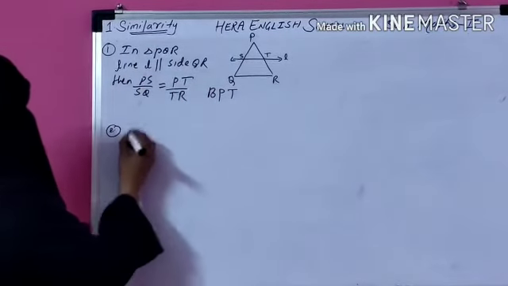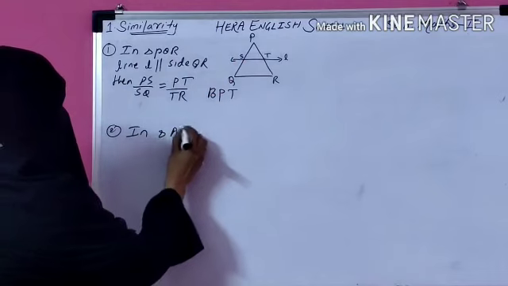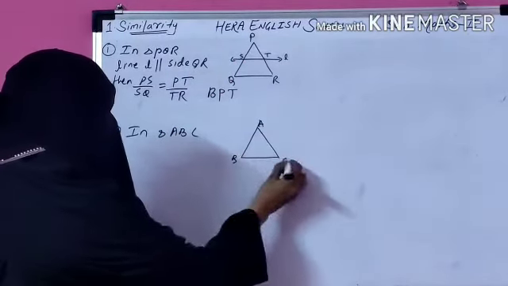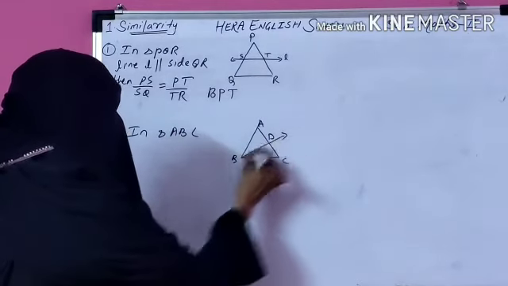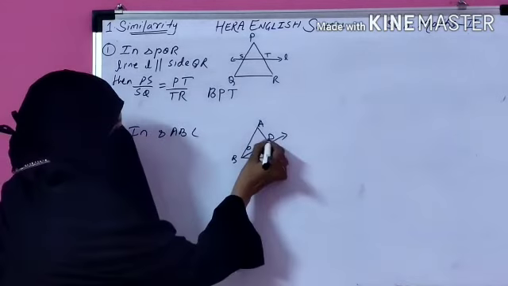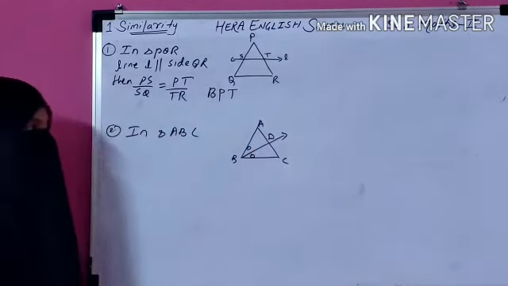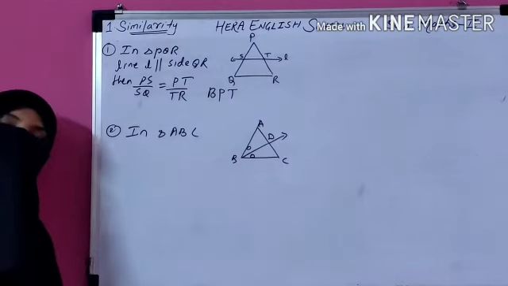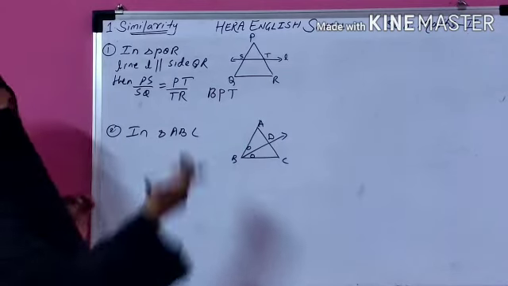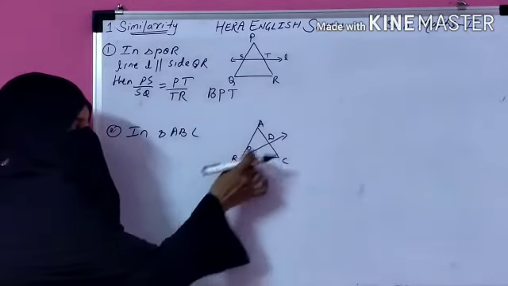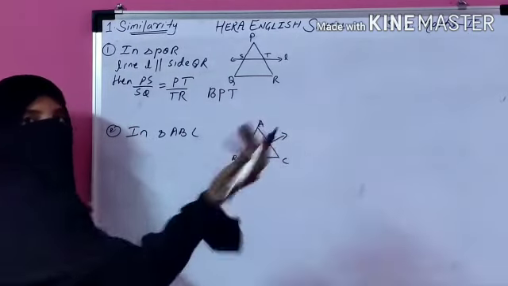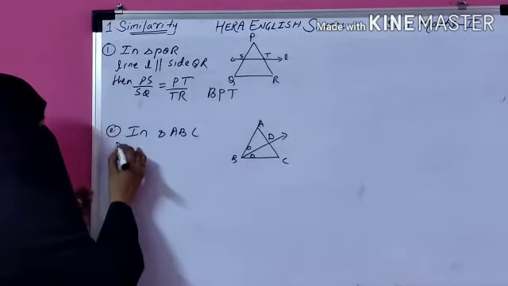Now one more. Suppose in triangle ABC, BD is the bisector of angle B. Which theorem can you apply here? Yes, of course, the angle bisector theorem. What is the angle bisector theorem? The ratio of the sides opposite to the angle is equal to the ratio of the remaining sides. So that is given here.